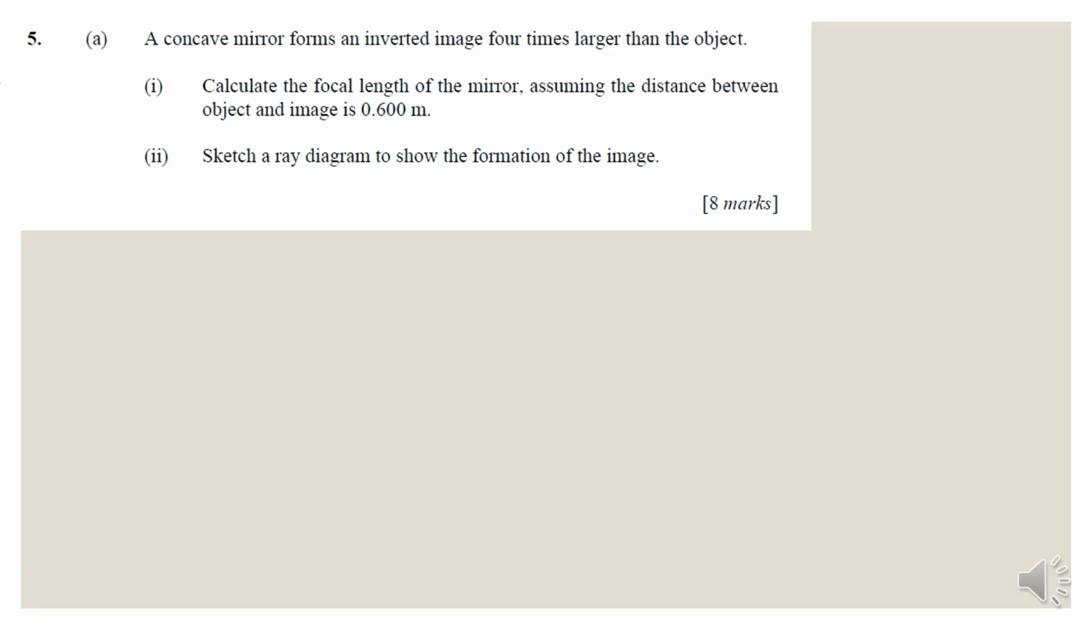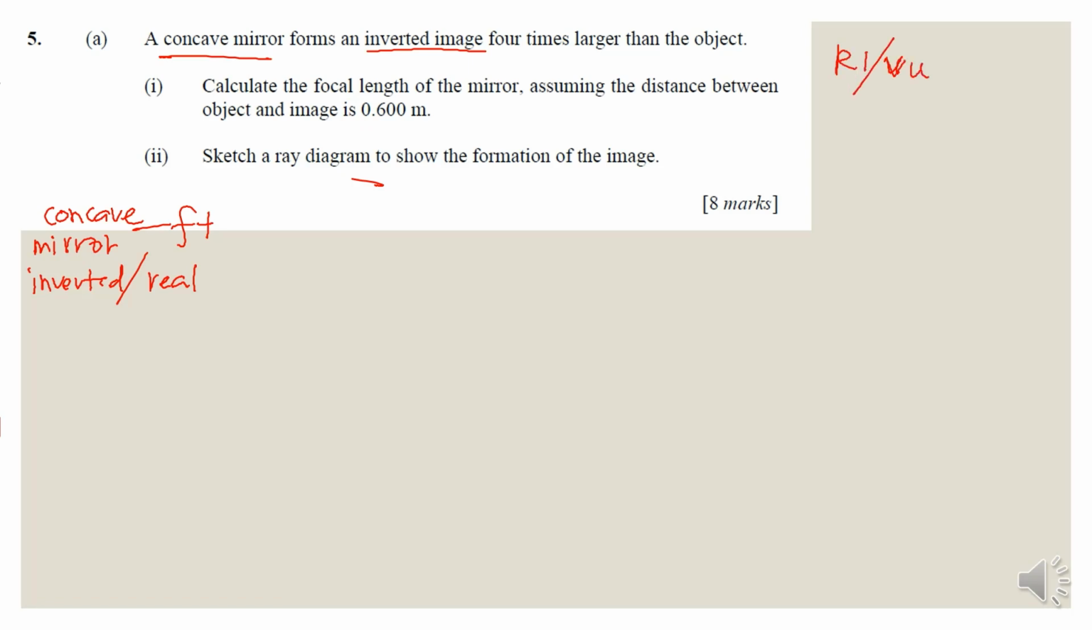Okay, concave mirror. Bila kita sebut concave mirror, kita terus ingat F dia positif, and it forms an inverted image. Bila inverted image mestilah real. Daripada real mesti inverted, virtual mesti upright. So bila inverted, M dia adalah negatif, real, V dia adalah positif. It forms an inverted image 4 times larger.